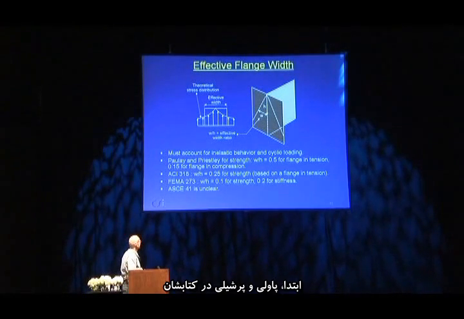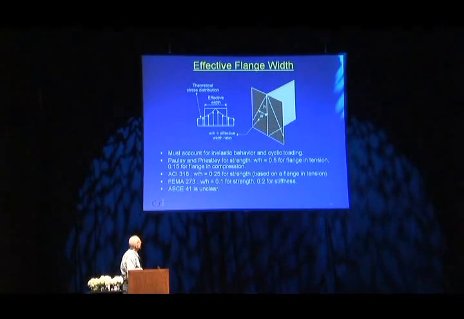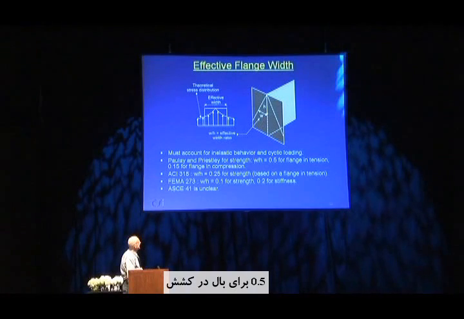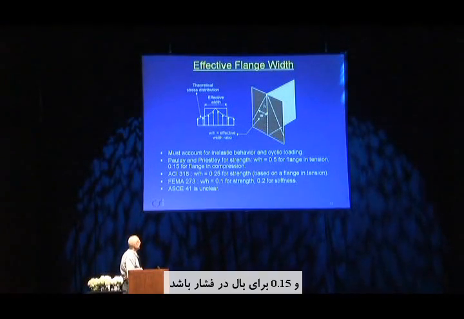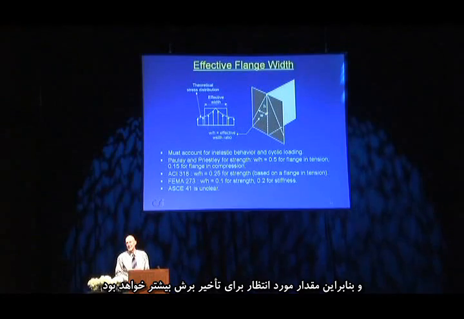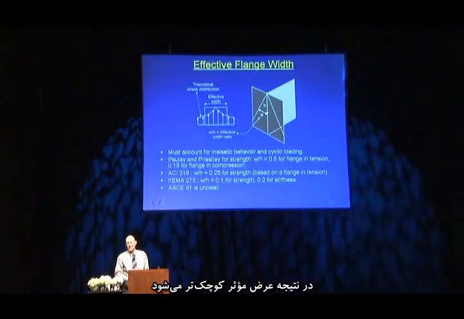Now, the first one here is from Paulay and Priestley's book. They suggest for strength that the effective width as a multiple of the height of the wall should be 0.5 for a flange in tension, 0.15 for a flange in compression. There's something counterintuitive here: when it cracks in tension, you would expect the shear modulus to be smaller, and therefore you would expect the amount of shear lag to be larger, so you'd expect the effective width to be smaller. But with nonlinear behavior, that is not what happens.